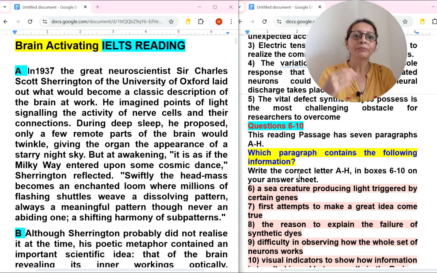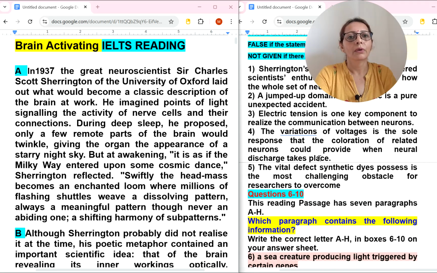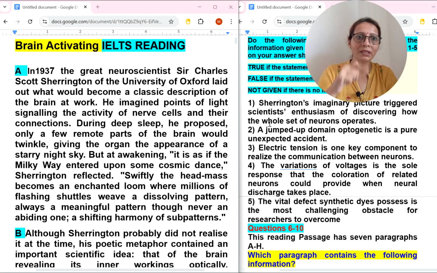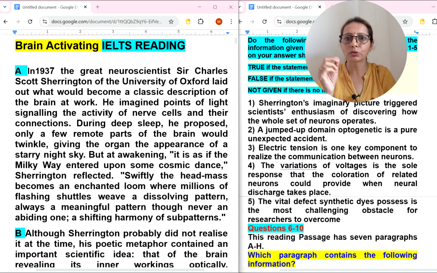And when we do the second type of question, which paragraph contains the following information, it will be easier for us to get the location of these questions. So while reading, after reading the question statements and going through the paragraphs, make sure you underline or circle the important things in the paragraph, so that for the second and third types of question it will be easier for us to get locations.